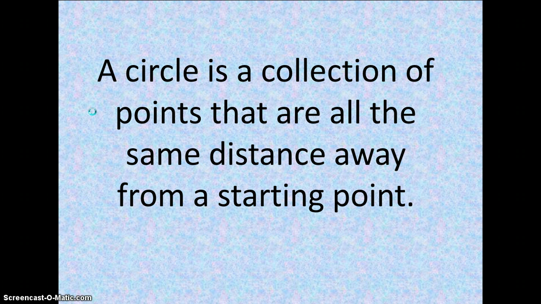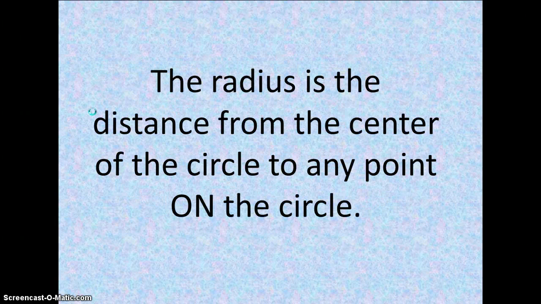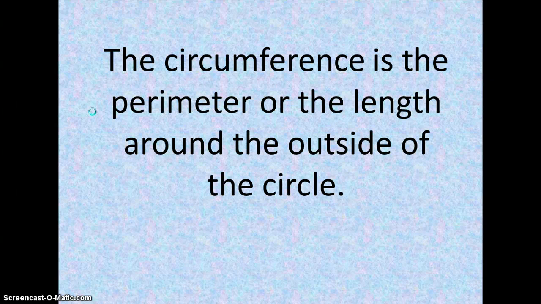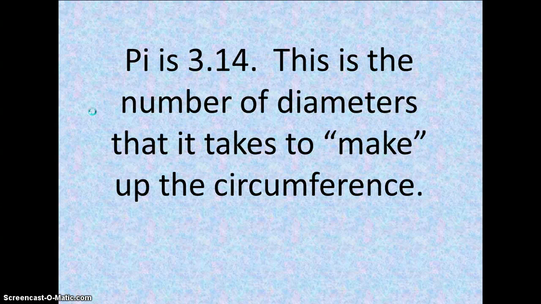Let's review what we know about a circle so far. A circle is a collection of points that are all the same distance away from a starting point. The radius is the distance from the center of the circle to any point on the circle. The diameter is twice the length of the radius, and the diameter cuts the circle into 2 equal halves. The circumference is the perimeter, or the length around the outside of the circle. Pi is going to be estimated as 3.14 for our purposes.